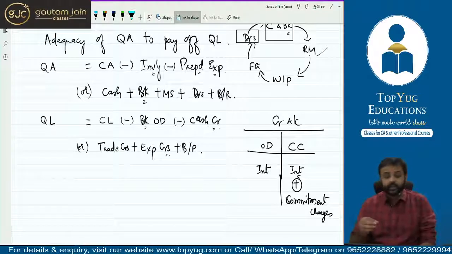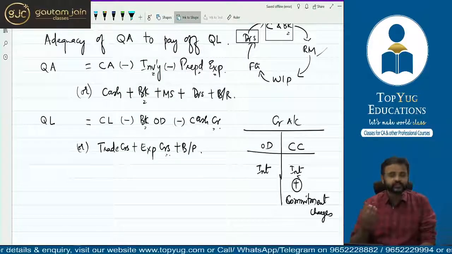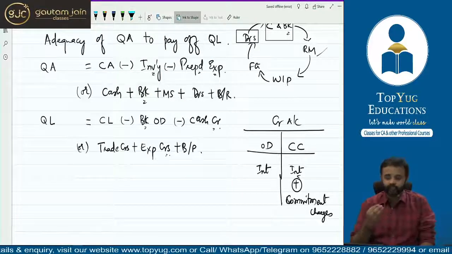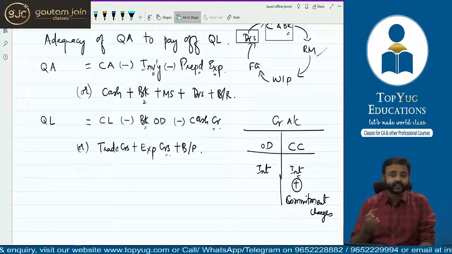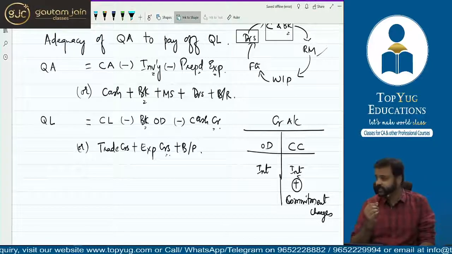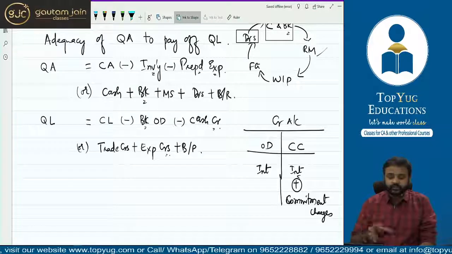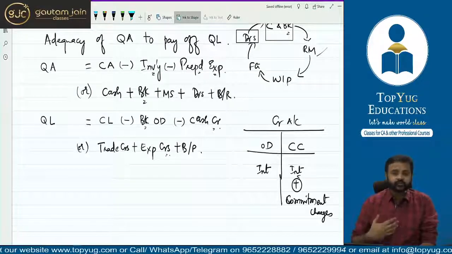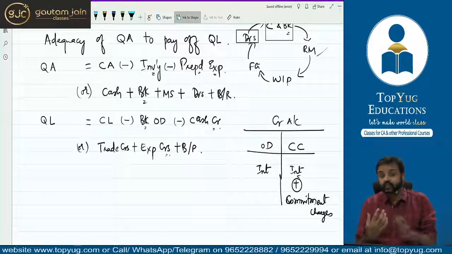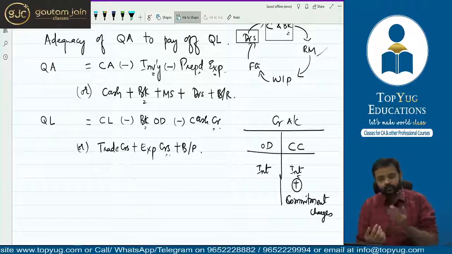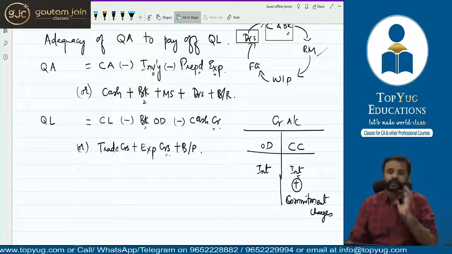But if I talk about trade creditors, those suppliers who are supplying goods and raw material to the business, expense creditors, that means outstanding expenses, and bills payable, these are nothing but quick liabilities. You might have to pay any time. So that is where we check the adequacy of quick assets to pay off quick liabilities.